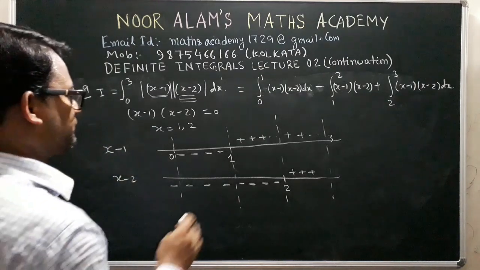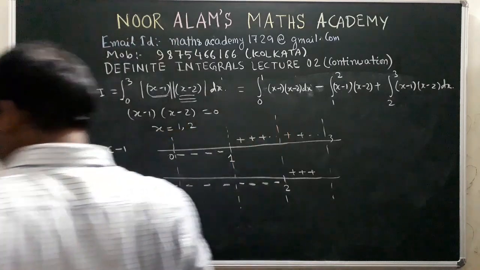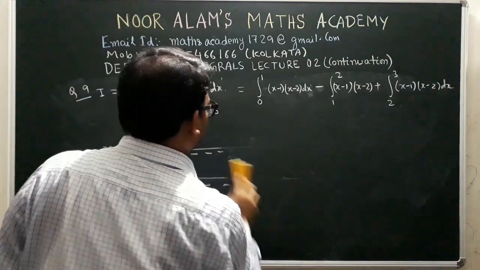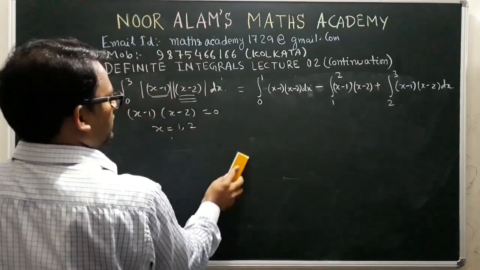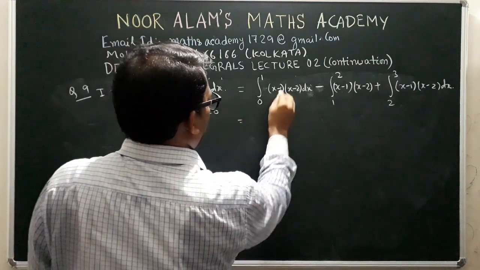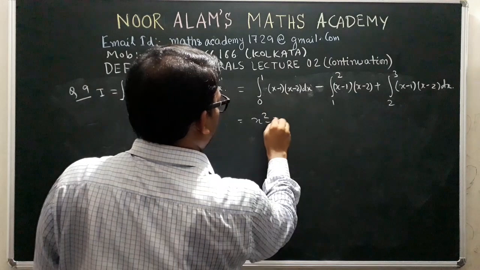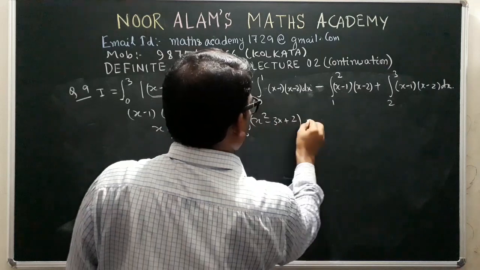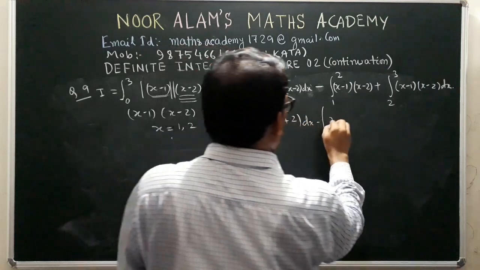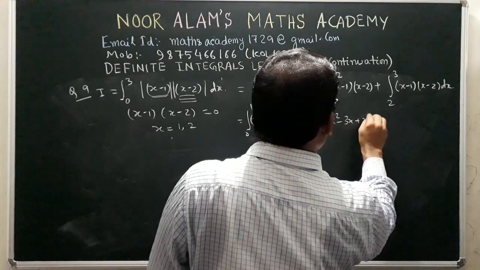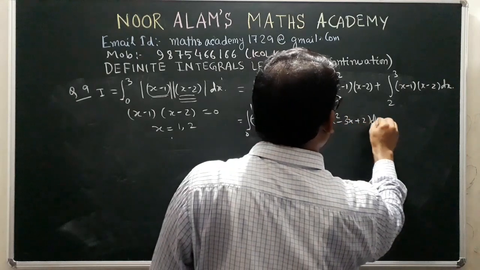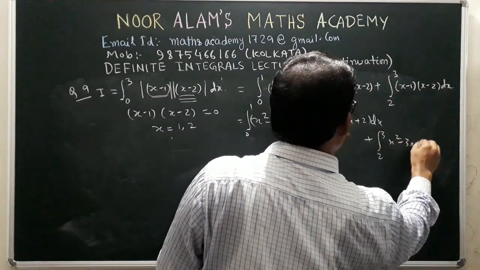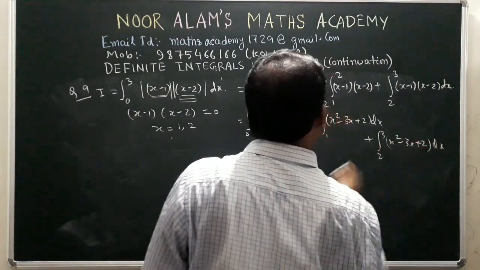Okay, so now after doing this, when you get the integral, you can solve it in this way: x square minus 3x plus 2, integration 0 to 1, dx. Now the same result you obtain here: x square minus 3x plus 2, integration from 1 to 2, dx, and the last part will be 2 to 3, x square minus 3x plus 2, dx.